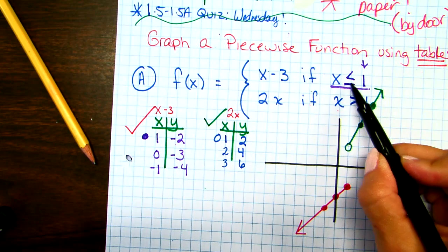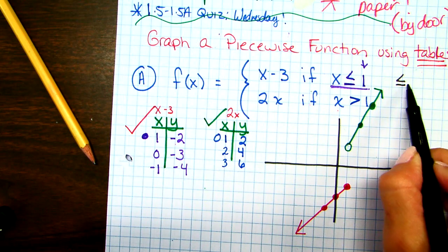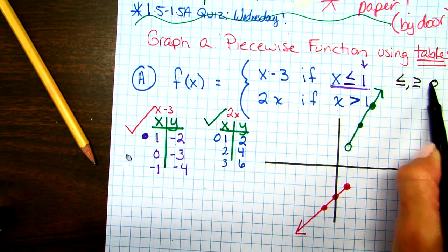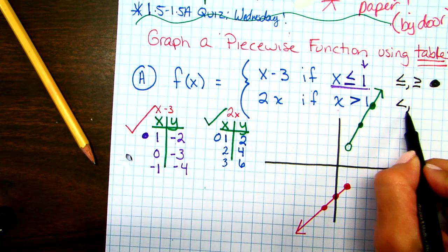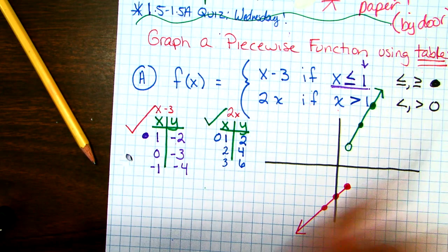The question was, why is one of them closed, one of them open? Okay, it's all about, if you see an equal to symbol underneath something, it's closed in. It means it's part of the answer. It's included, okay?